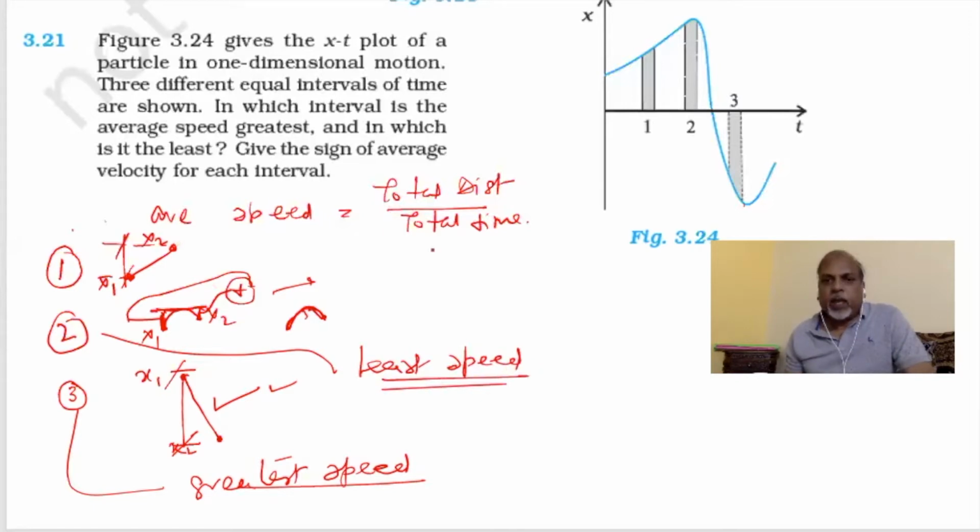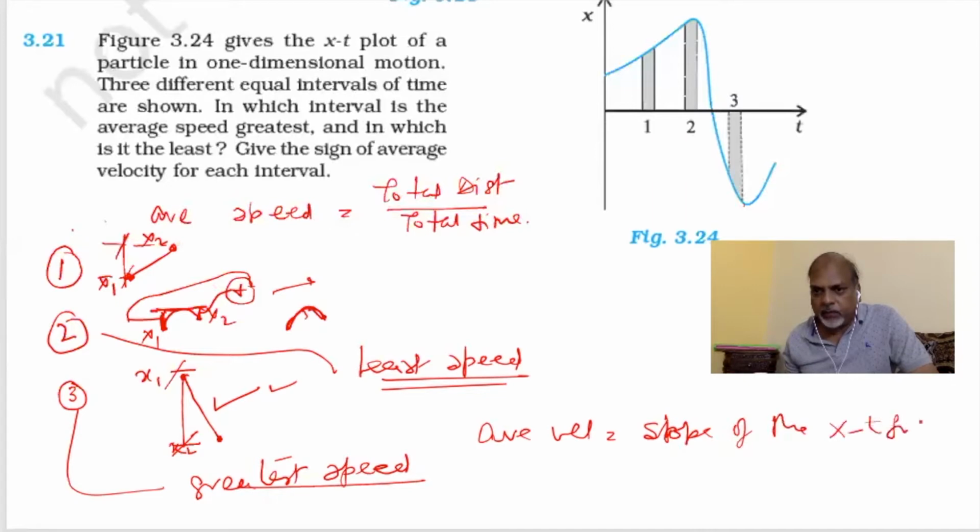Correct? Now another part is also there. Give the sign of average velocity for each interval. Average velocity is nothing but the slope of the x-t graph. So in case of 1, it is a positive slope because x2 is greater than x1. So in case of 1, v is greater than 0, which means it is a positive slope.